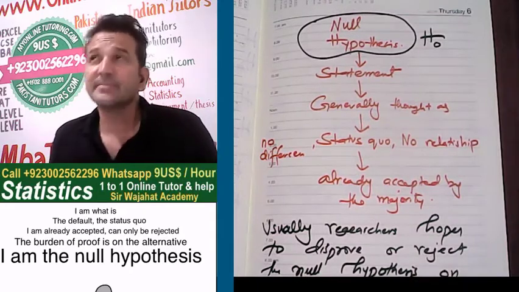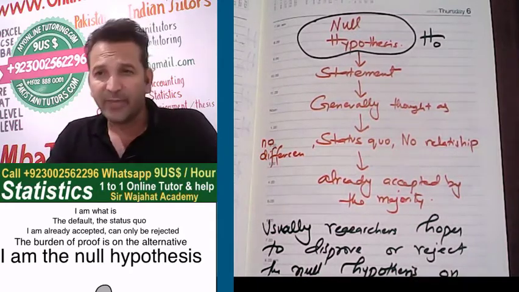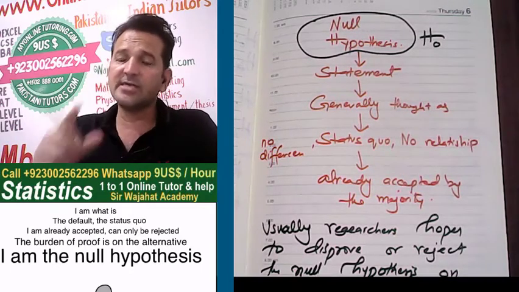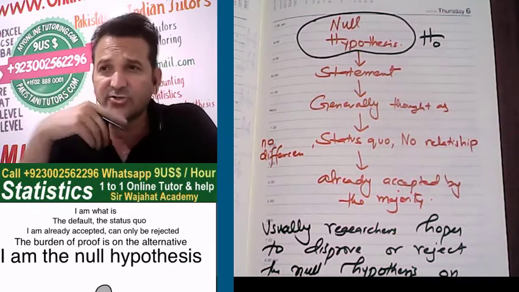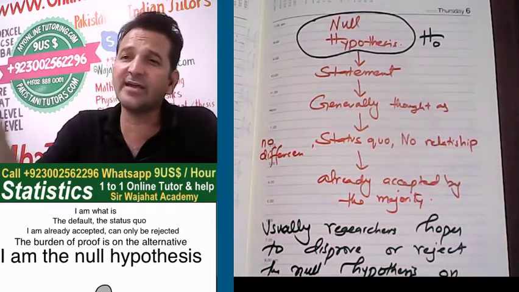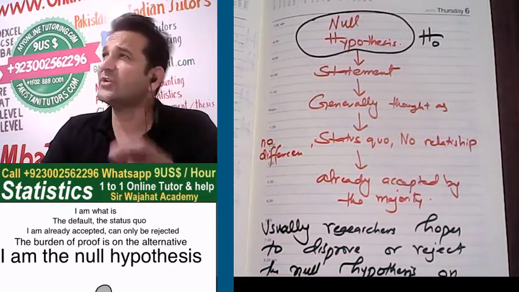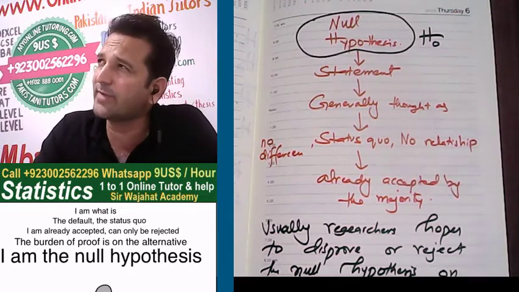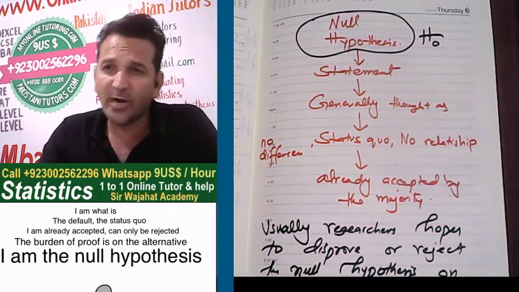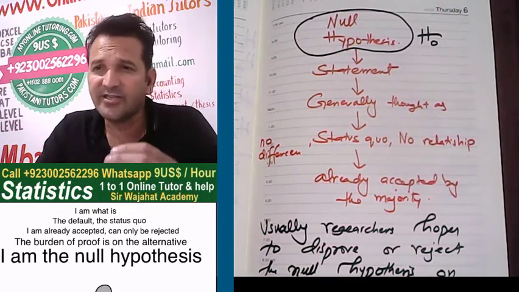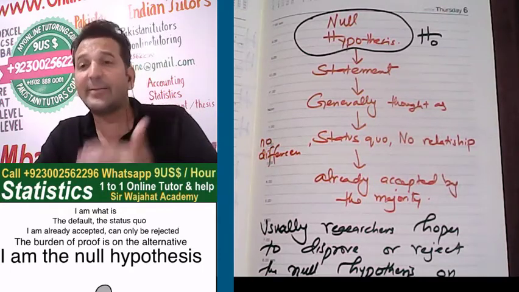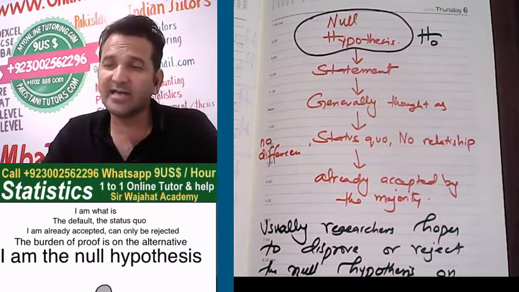For example, the life expectancy in Japan is 82 years. So that's a null hypothesis. People have already accepted this claim. A second statement is, for example, a machine is filling soft drink bottles and each bottle is filled with 250 ml liquid. We will take that as a null hypothesis.